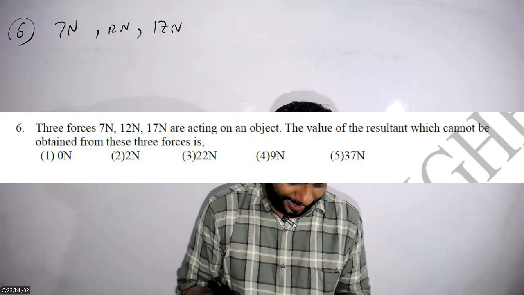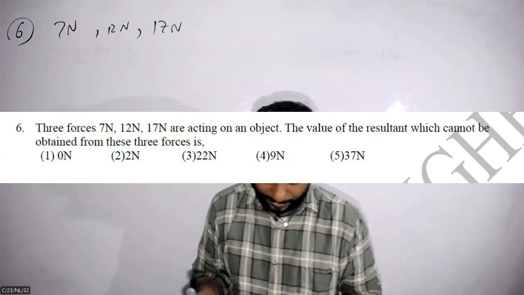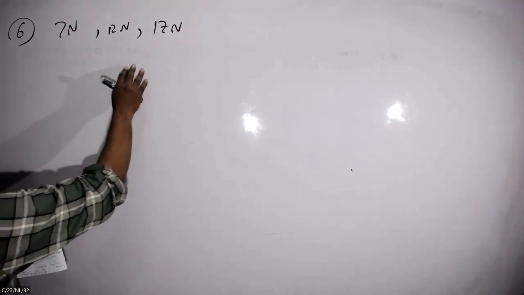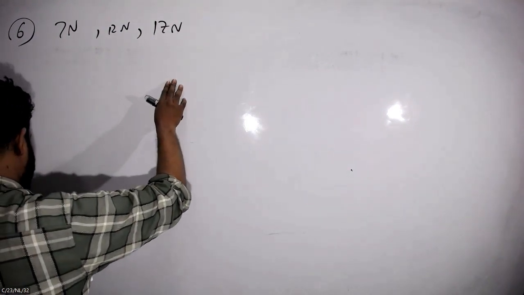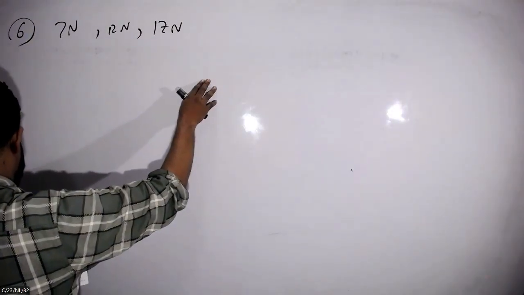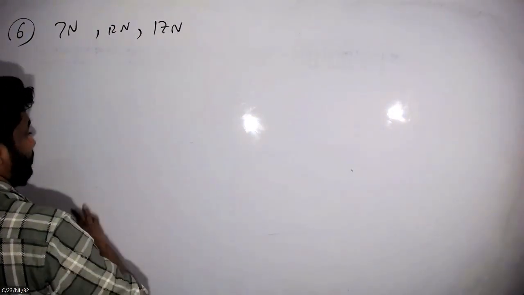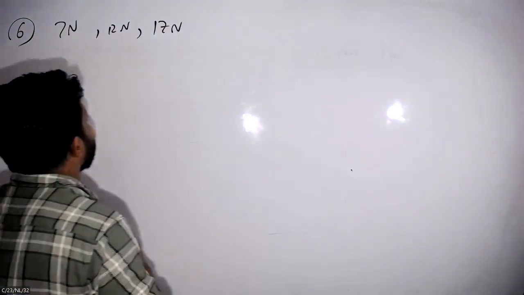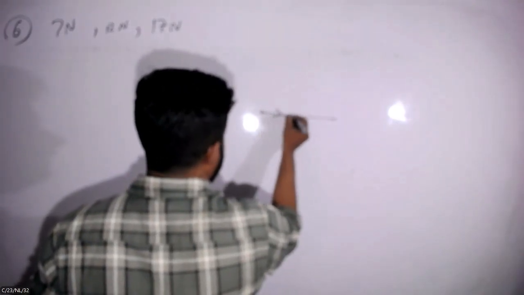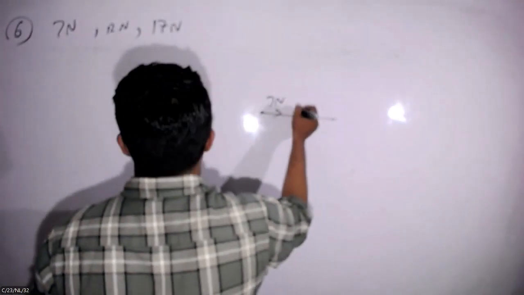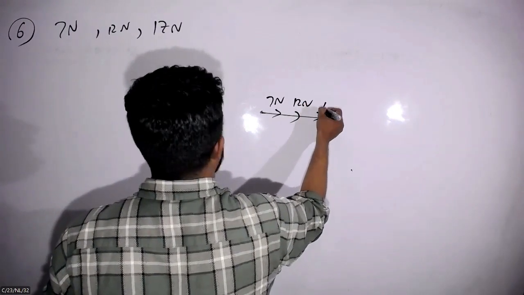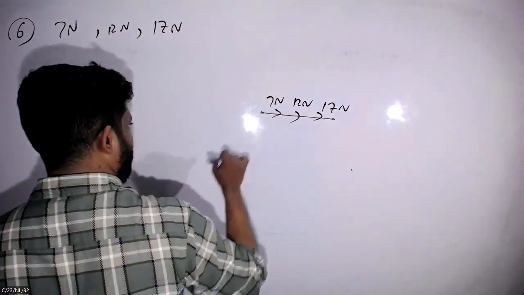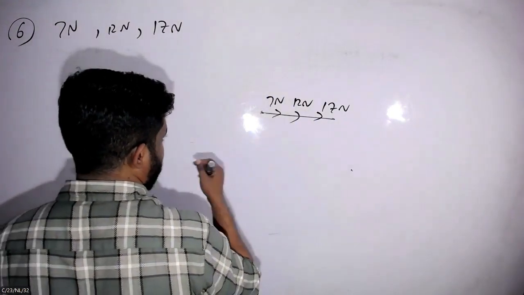Right, children, read question number 6. Three forces, 7 Newton, 12 Newton, and 17 Newtons. They are coplanar concurrent forces acting on an object. The value of the resultant which cannot be obtained from these three forces. First of all, you need to identify maximum and minimum resultant. Same as the previous question, they produce maximum resultant when they are acting in the same direction. That is, the maximum resultant is equal to 19 plus 36.